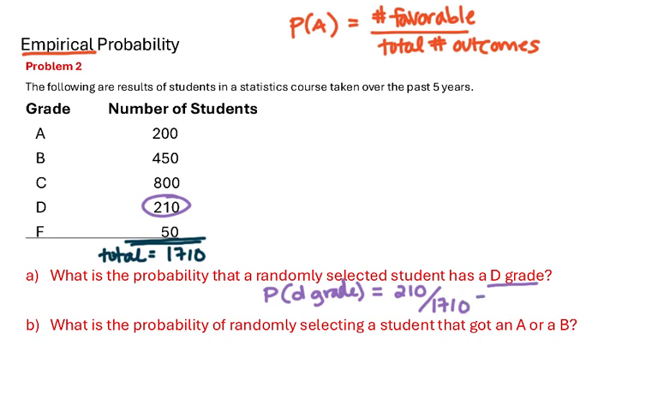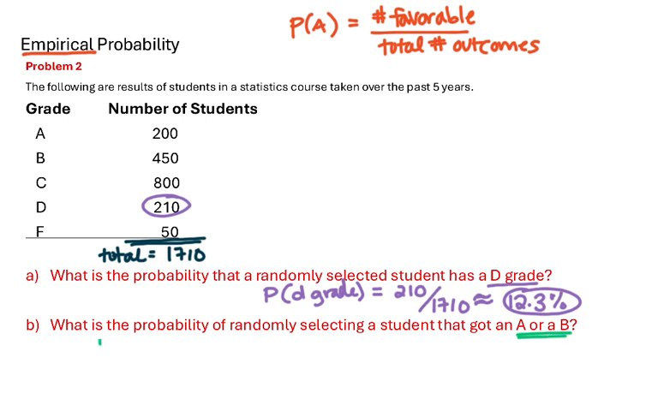And usually when the fraction is kind of with big ugly numbers, it's usually preferable to write it as a percentage. So we'll make it into a decimal and then multiply that by 100 to get the percentage. And we get approximately 12.3%. So if we picked a random student out of our historical data, the probability that that student got a D was 12.3%.